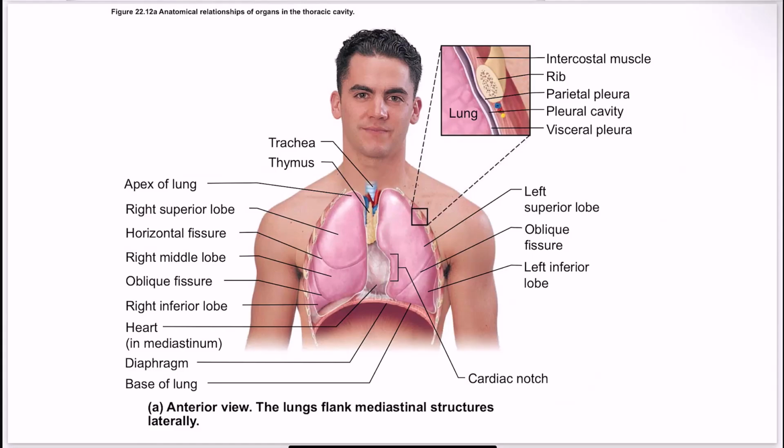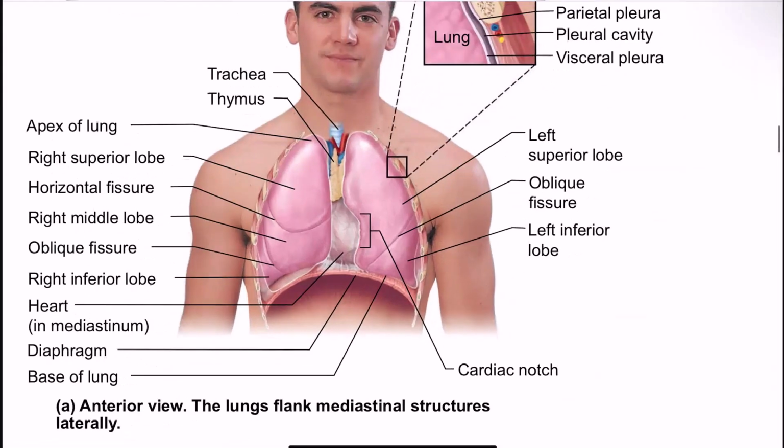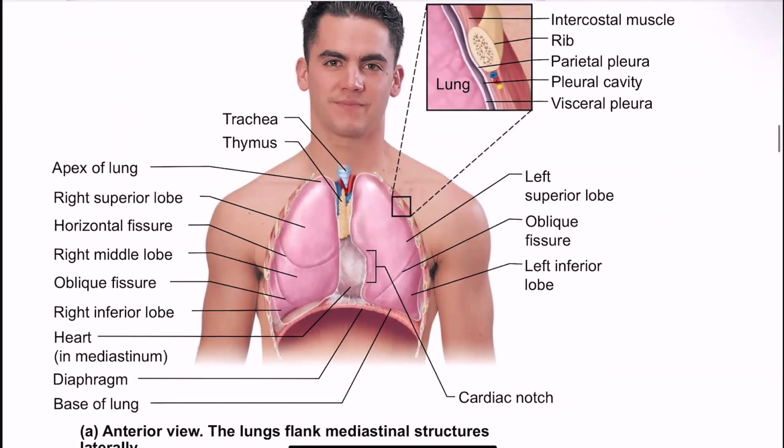Okay, so in the lungs, we have two lungs. We have a right one and we have a left one. And this is all in anatomical position. And each of those lungs have lobes. The right lung has three lobes. We have a superior one on top, a middle lobe, that's the one that's located in the middle, and then the inferior one is the one that's located on the bottom. So 1, 2, and 3.